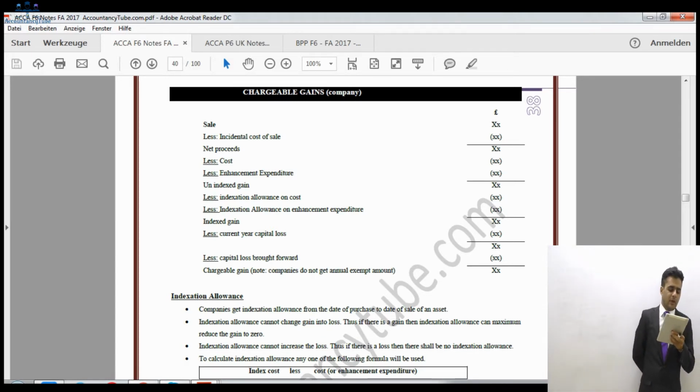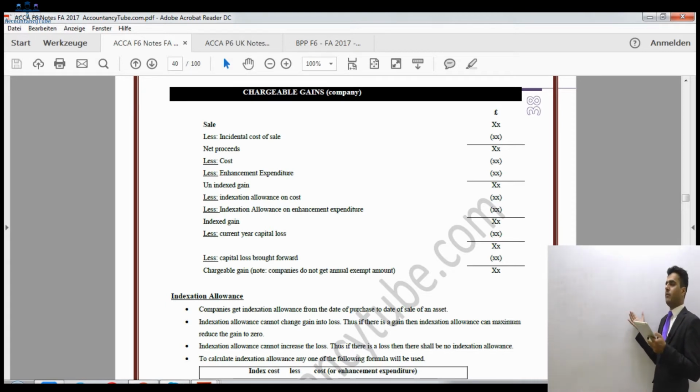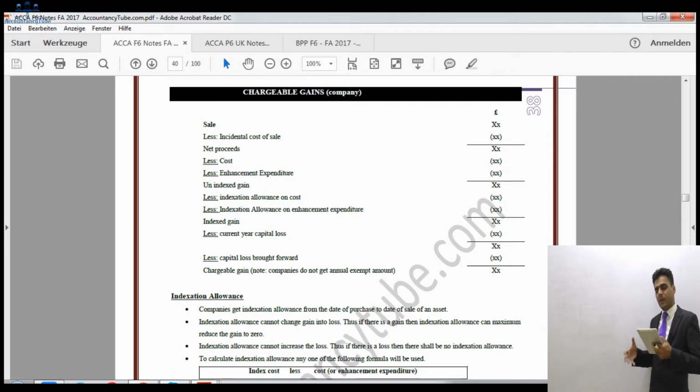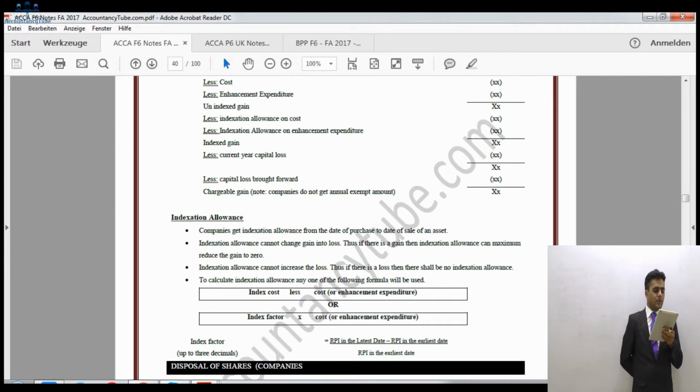Now, what is indexation allowance? Companies get indexation allowance from the date of purchase to the date of sale of an asset. Whenever there is a sale of shares, on every date of sale we take the indexation allowance from the previous sale to the new sale. Whatever purchases we have made, we take the indexation allowance on that.